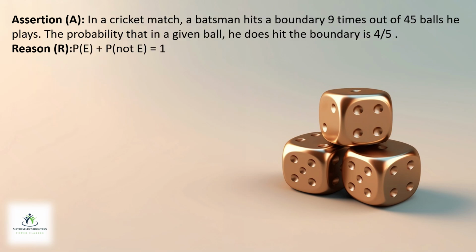Next. In a cricket match, a batsman hit a boundary 9 times after 45 balls. The probability that he does hit the boundary is 9 by 45. 9 times after 45 he hits the boundary. It should be does not hit the boundary. This is 1 by 5. Does not will be 1 minus 1 by 5. True. And again we have used the same formula. So this is correct, hence A.